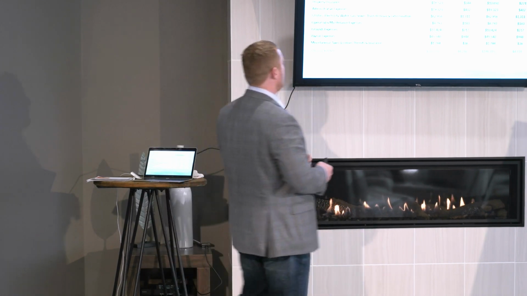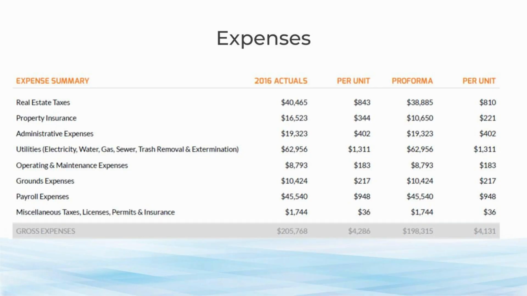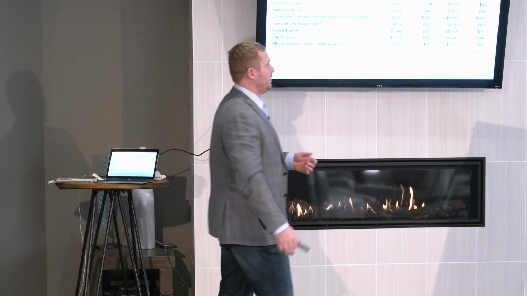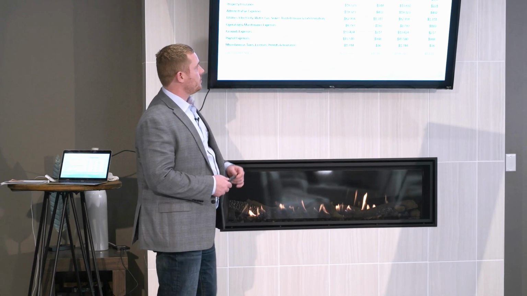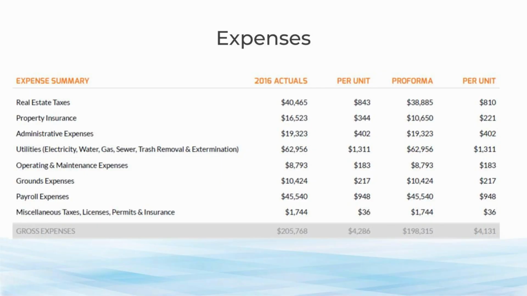So what we're looking at here is the property taxes for 2016, $40,000, pro forma, $38,885. Well, we looked it up, sure enough, it's $38,885, so that's a good number. It decreased for whatever reason. Property insurance, this is interesting. Their actuals was $16,000, their pro forma is $10,000.